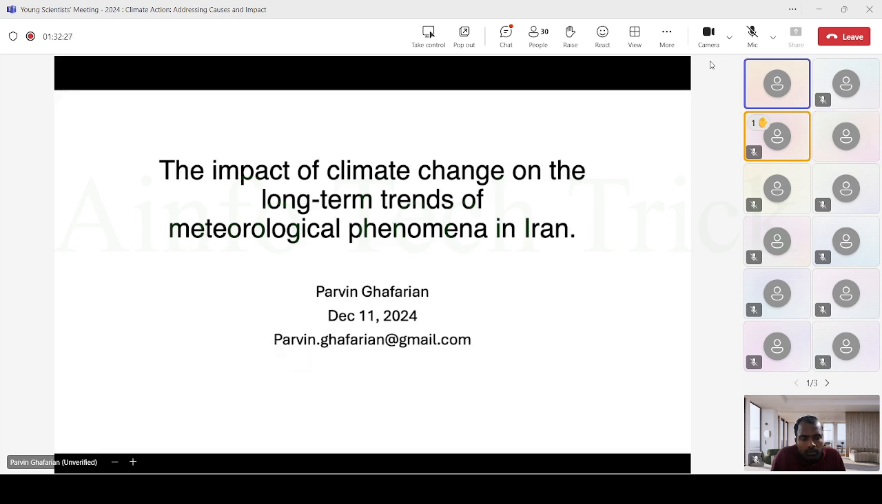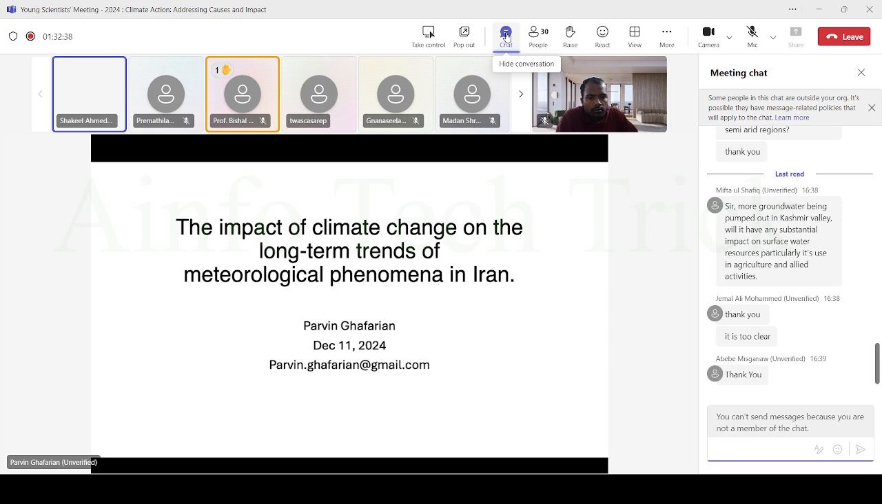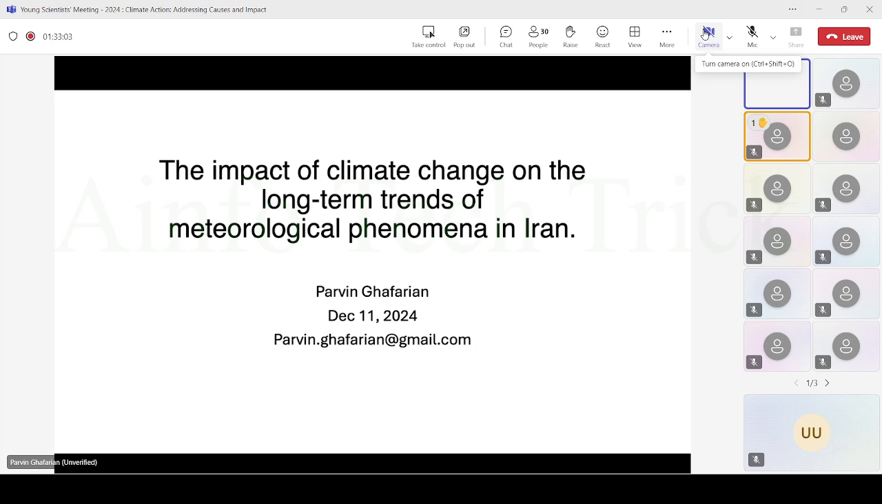Sir, with more groundwater being pumped out in Kashmir Valley, will it have any substantial impact on the surface water resources, particularly its use in agriculture and allied sectors? Of course, yes. The answer is yes, because surface water and groundwater are normally connected. But since you're talking about Kashmir Valley, it will have less impact, because in Kashmir Valley the surface water gets its source from the glaciers and the snow melt. Rather, if you come to the South India plateau, the river water comes only from the groundwater in the lean season. So there it will have much more impact. Here it will have less impact.